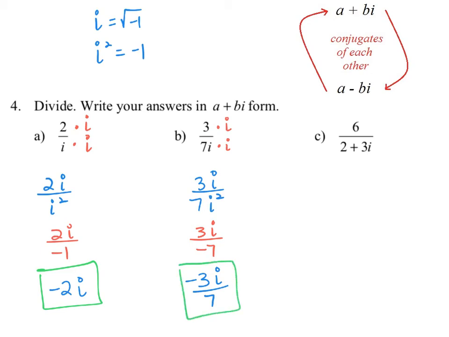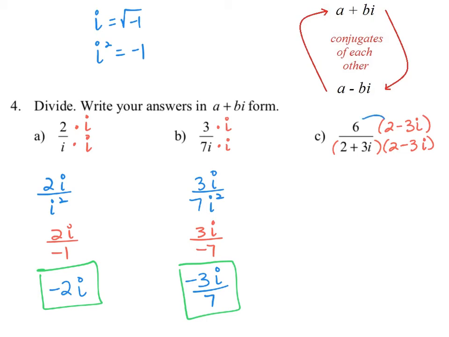In example C, we need to multiply by the conjugate. In the numerator, we have 6. In the denominator, we have 2 plus 3i. So we want to multiply the numerator and the denominator by the conjugate of 2 plus 3i, which is 2 minus 3i. Now, whenever you're multiplying the denominator by 2 minus 3i, we also want to multiply the numerator, so we're not changing the value of the whole expression.